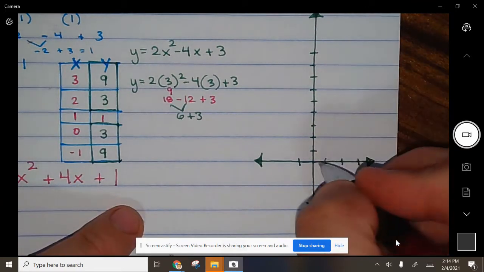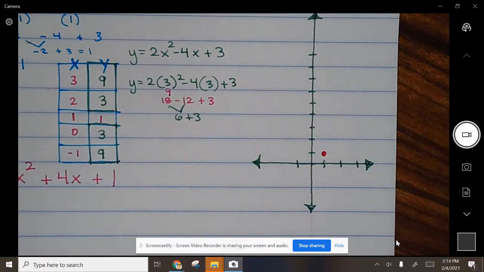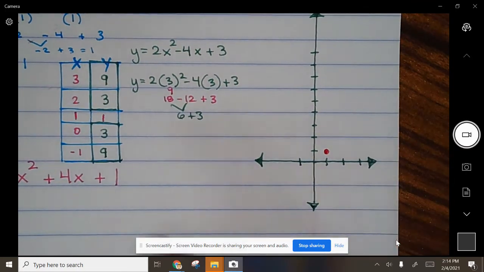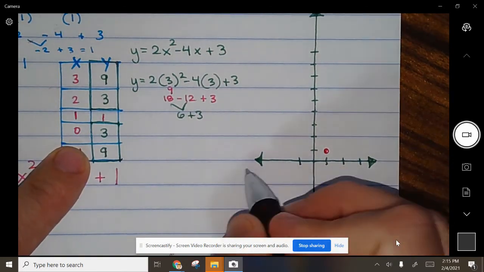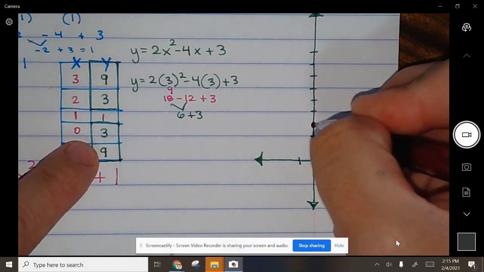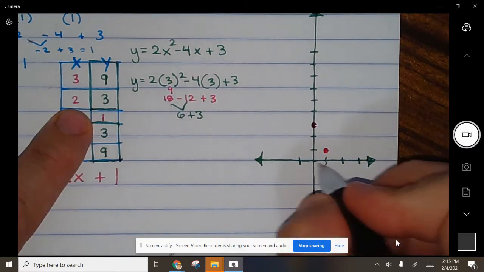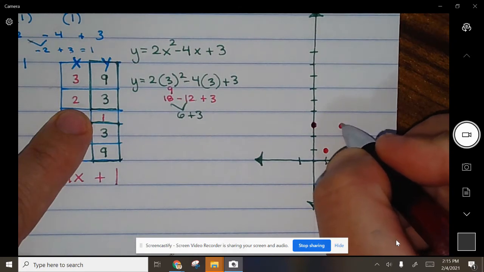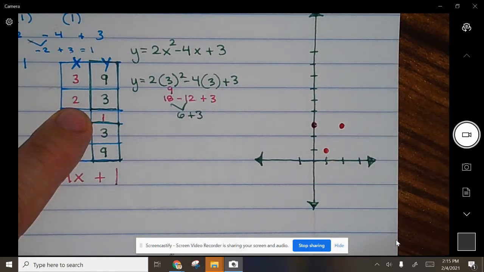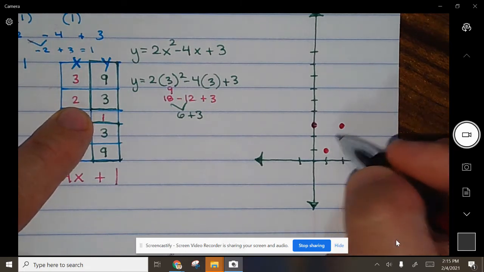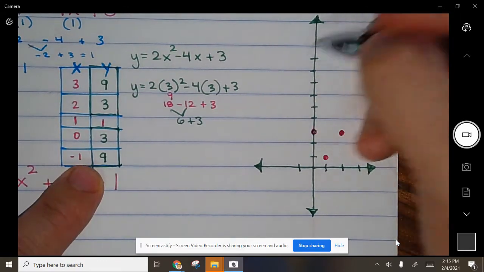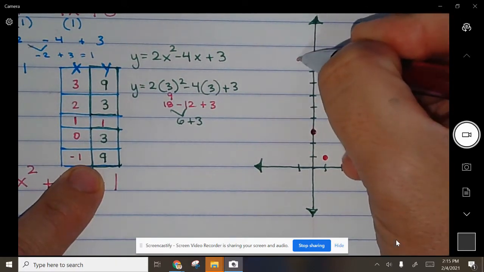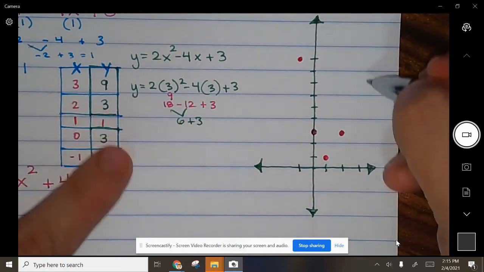So 1, 1, vertex. Oh, remember what my y-intercept was? 0, 3. 0 doesn't go left or right. This is my x value, and my y goes up to 3. 0, 3. And what's this? Over 2, 3. All right? And then, remember, it's not a perfect graph paper. If I did, it would be super accurate. And then negative 1, 9. Positive 3, 9.